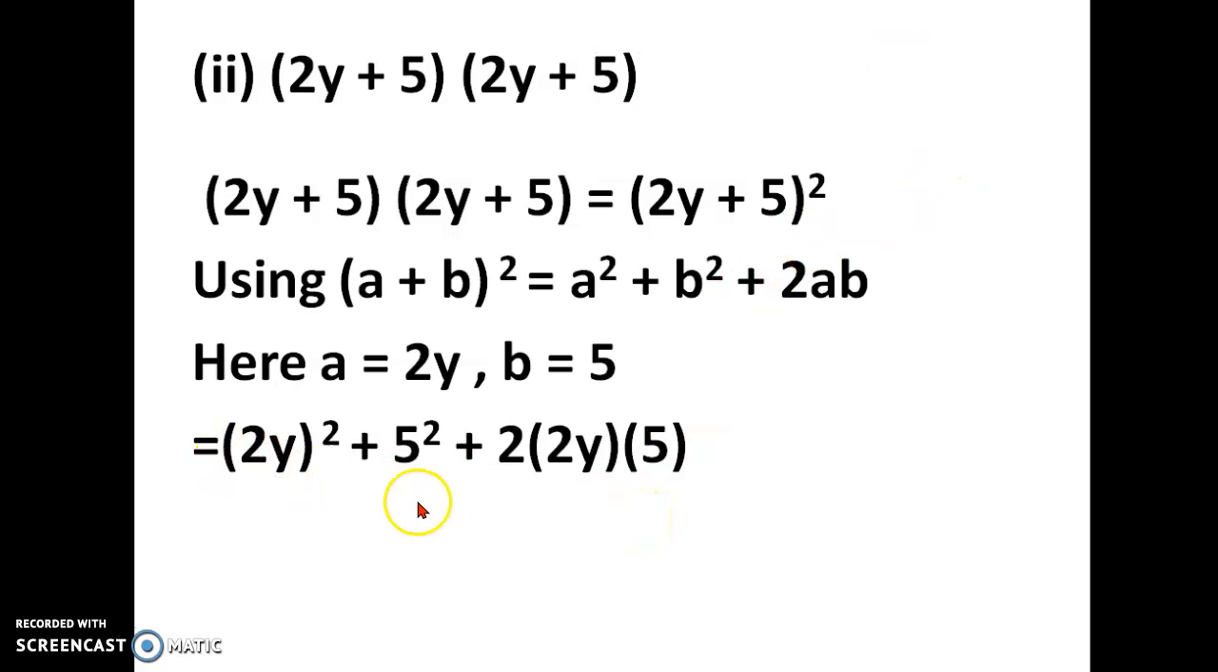Now simplify. (2y)²: 2² is 4, y² is y², so you will get 4y². Then 5² is 25. Then 2 × 2y × 5: 2 twos are 4, 4 fives are 20, and one variable you have, that is y. So 20y. That's the answer.